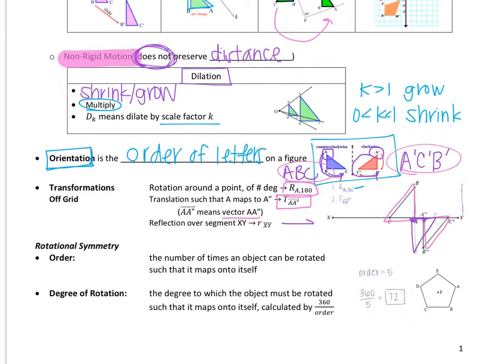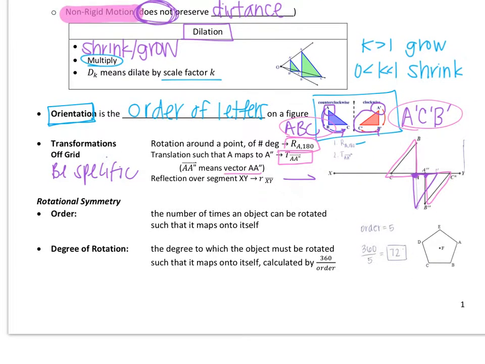Notice in each of these examples we are being very specific. You don't want to leave the reader to guess what you're trying to get them to do in order to complete the transformation. Next we have rotational symmetry.